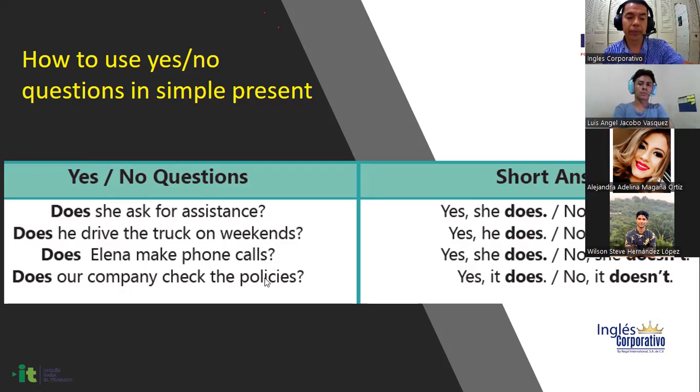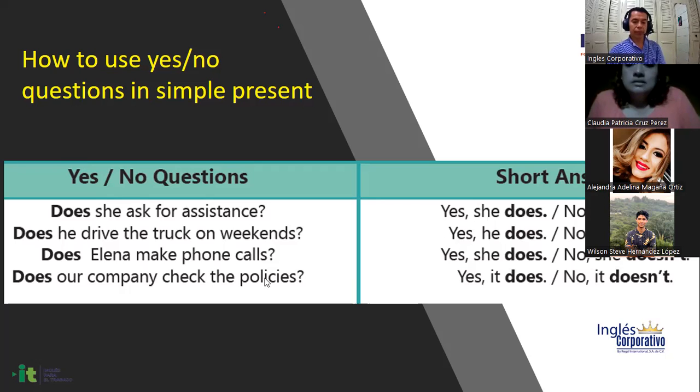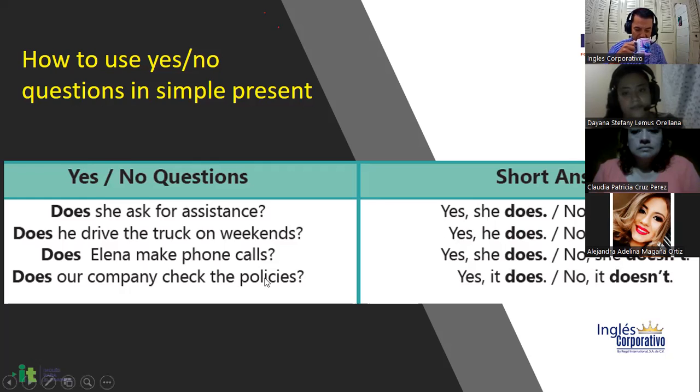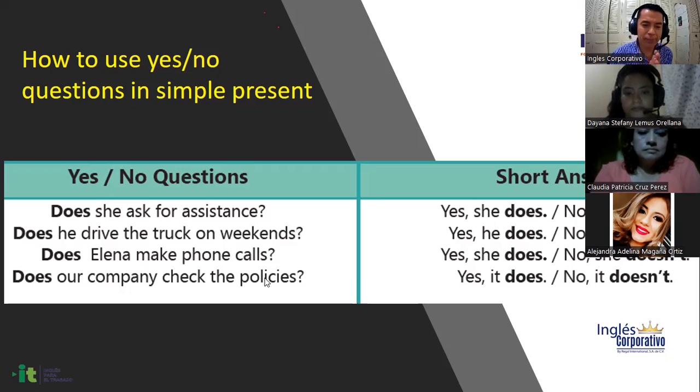Does she ask for assistance? Yes, she does. No, she doesn't. Does he drive the truck on weekends? Yes, he does. No, he doesn't. Does Elena make phone calls? Yes, she does. No, she doesn't. Does our company check the policies? Yes, it does. No, it doesn't. Thank you very much. Very nice, very nice.